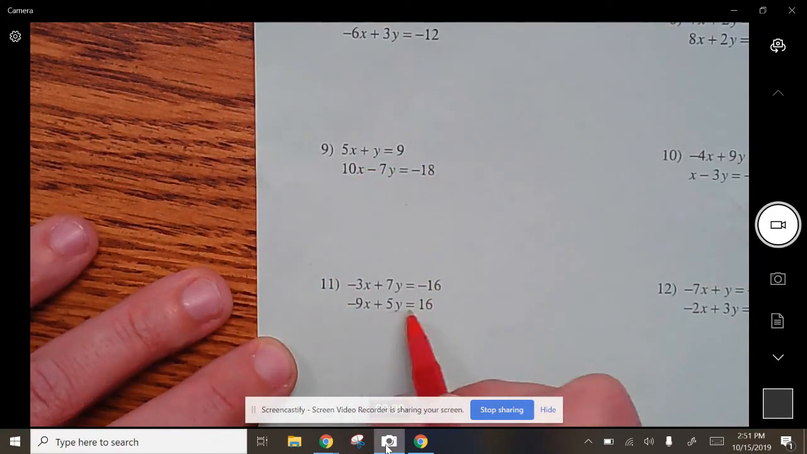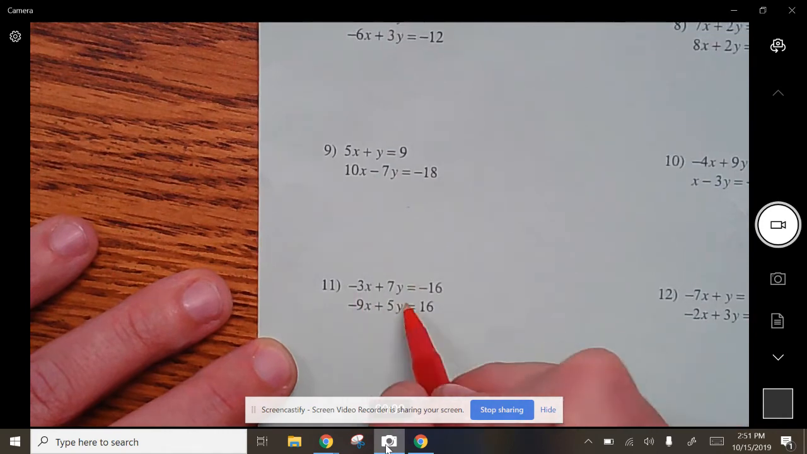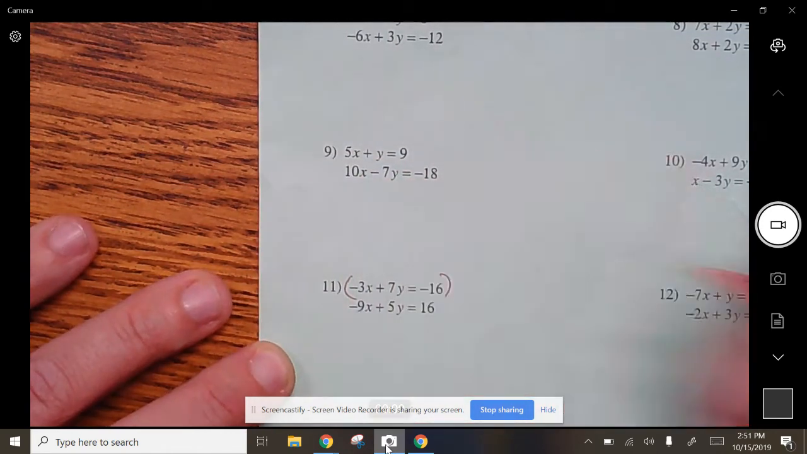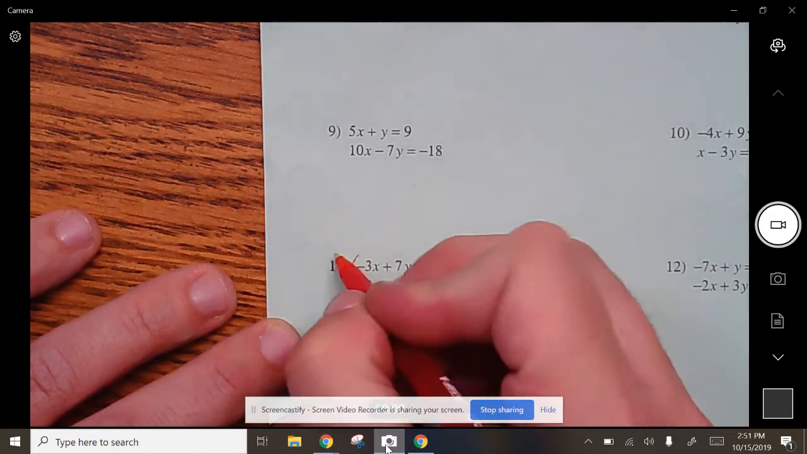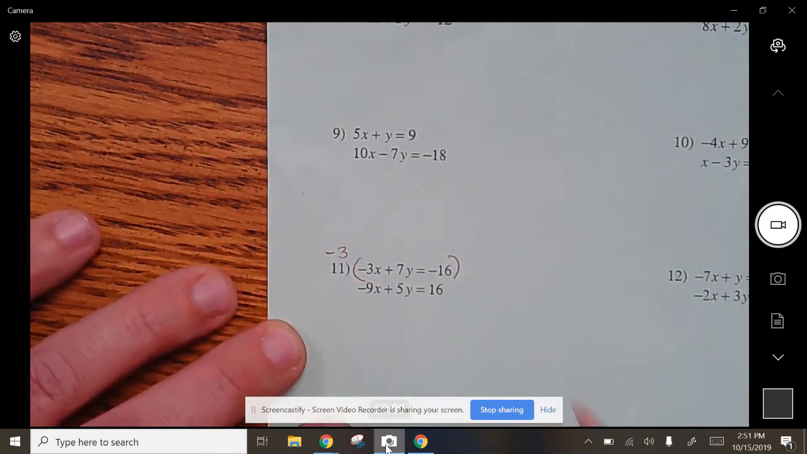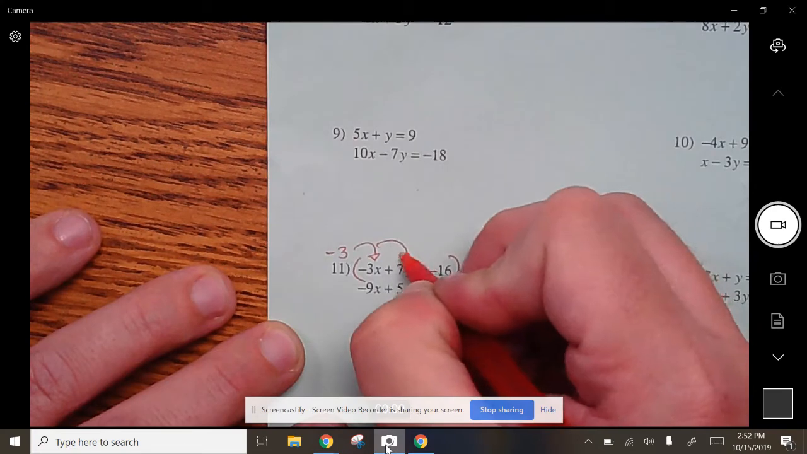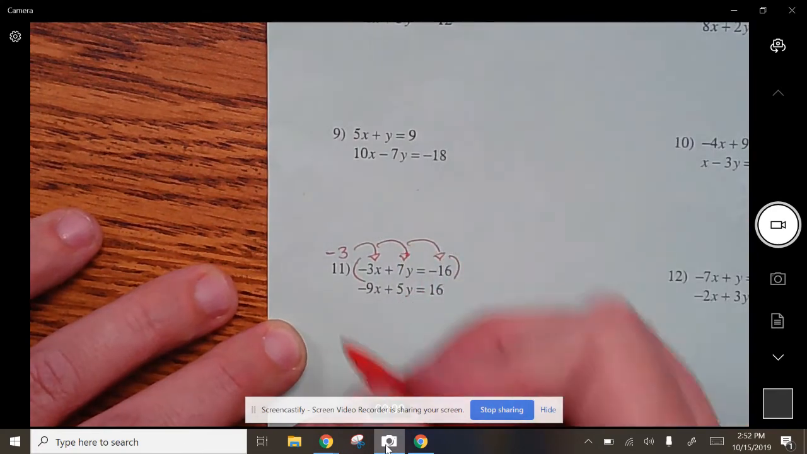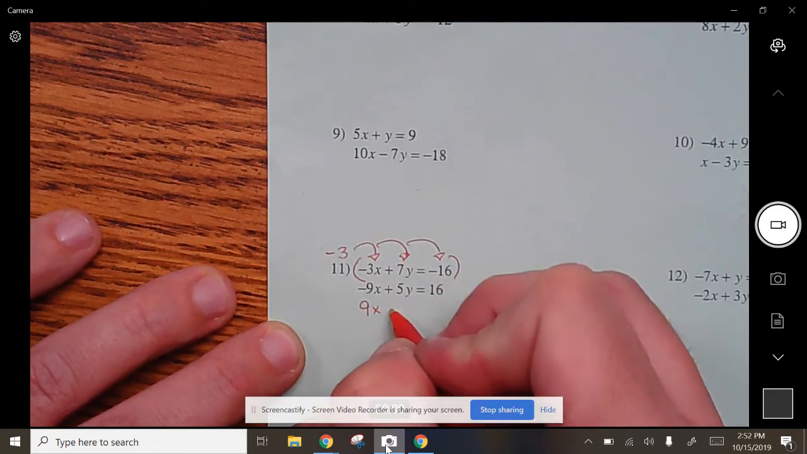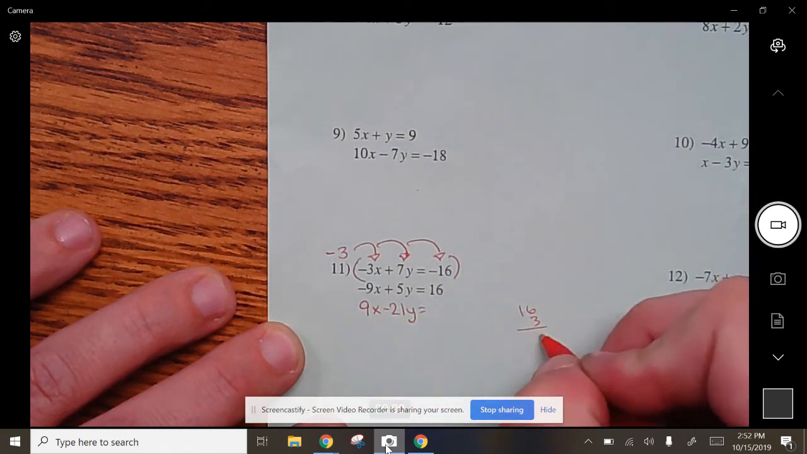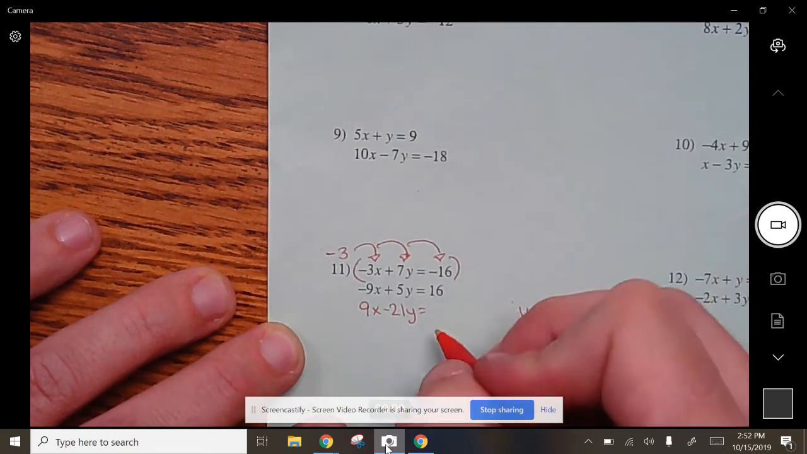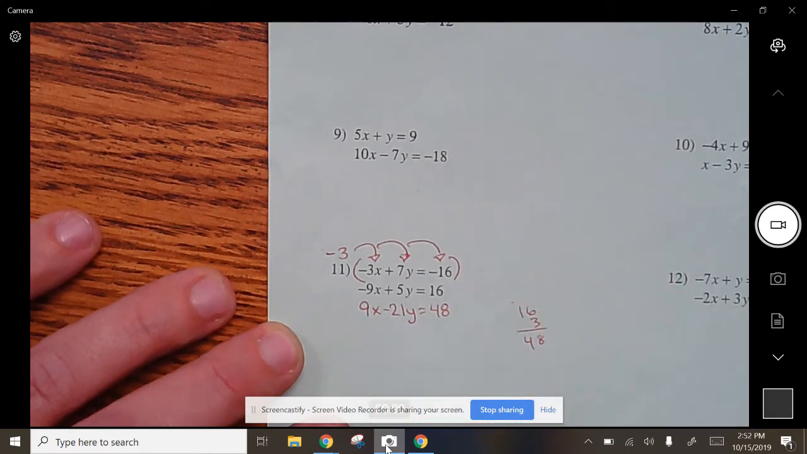And I have to multiply, and I look at these common denominators. It's going to be easier to multiply the top one by, if I multiply by positive 3, it keeps it negative. So I'm going to multiply it all by negative 3. I'm going to multiply all 3 terms by negative 3. And as I do that, I get 9x here, negative 21y, and then 16 times 3, 48, and it's going to be positive 48. Okay?